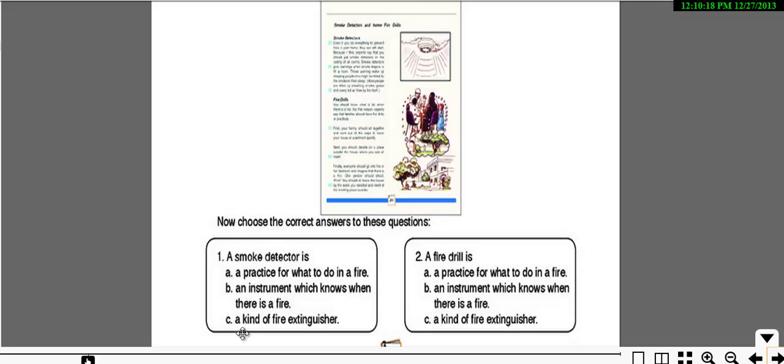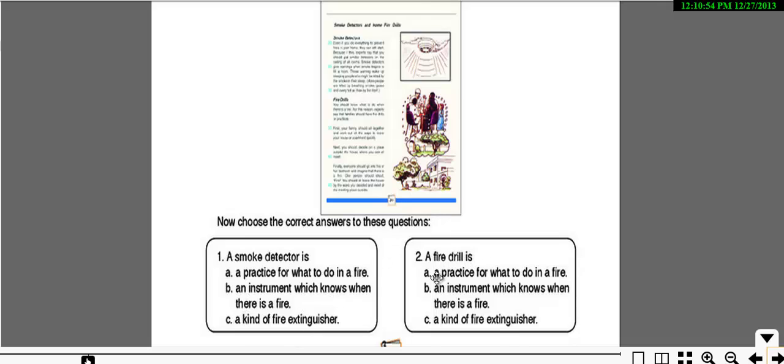Now, there are three options to work on. A practice for what you do in a fire, an instrument which knows when there is a fire, and a kind of fire extinguisher. Well, you don't just practice with a machine. The machine doesn't practice. An instrument which knows when there is a fire, yeah, that pretty much makes sense. There is an instrument that can tell you when there is a fire because of the smoke coming out. A kind of an extinguisher, no, because it doesn't provide you with water that can put down the fire, but actually it just tells you there is something happening.